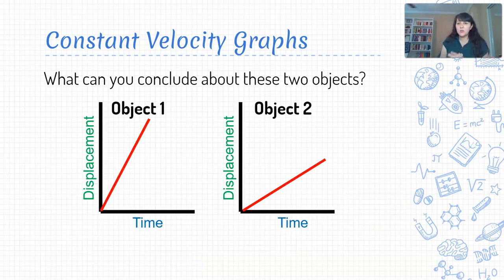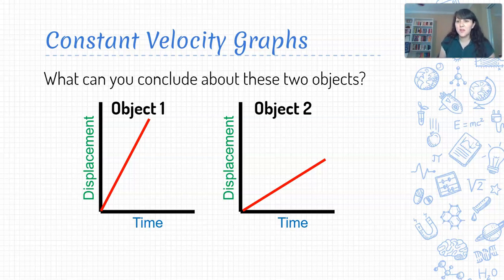Now, let's take a moment to analyze how we can interpret these graphs a little bit. So consider these two objects and the graphs of their displacement over time. What can you conclude about these two objects? Well, what I'm seeing is that object number one is traveling a greater displacement in a shorter amount of time than object two. So my immediate thought is that object one is moving faster than object two. Object one has a greater velocity than object two.